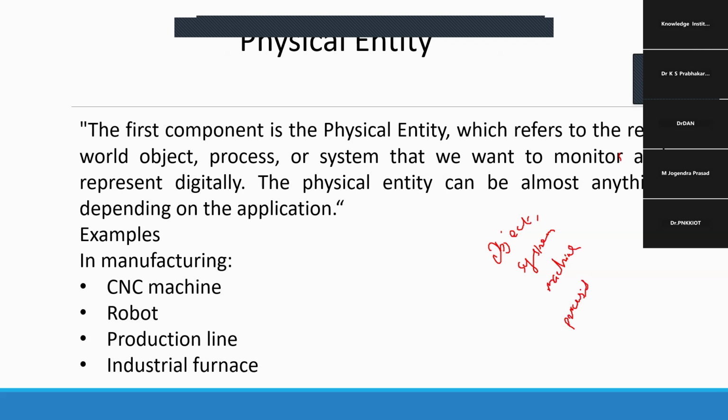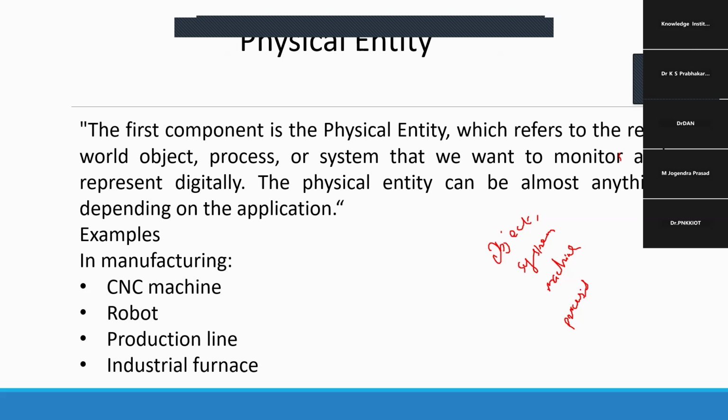So this thing we want to represent digitally. Depending upon the application, we need to take the physical entity. For example, in manufacturing, here we have taken the CNC machine in a manufacturing plant. Or suppose you can pick the robot on the assembly line. Suppose you can take the aircraft, maybe you choose only to monitor the aircraft engine, we can take it as a physical entity.